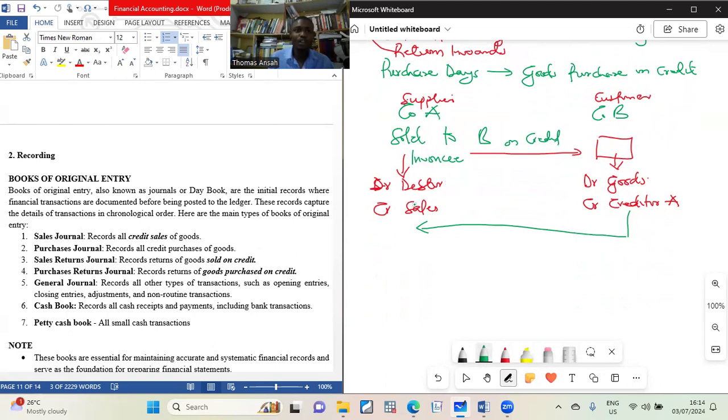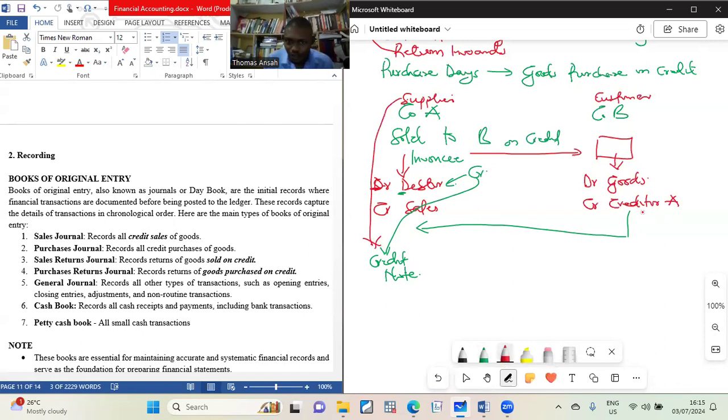Have you seen that? So now that he has returned some, what do you think is going to happen? We need to reduce the amount he owes us by. So that is what is going to happen. And since we are going to reduce this guy, what do we do? We credit him. And that is the meaning of what we say you have a credit note. So that is it. So who do you think issued the credit note? The credit note was issued by who? The supplier. All right. You understand now.